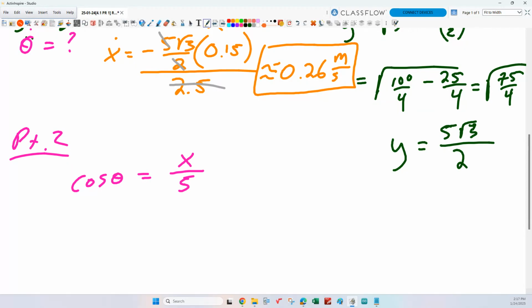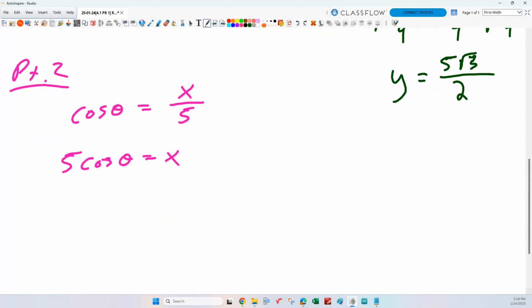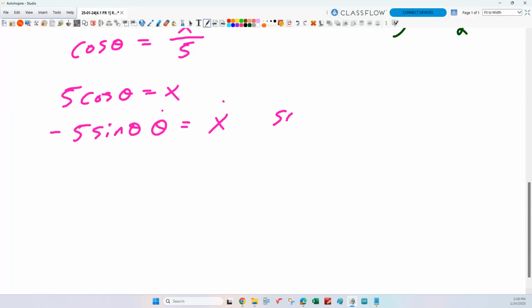Okay, makes sense? Okay, so now what? Multiply both sides by 5. I think that'd be easier to differentiate. Okay, now what? Maybe sin theta. So just get a dot. Theta dot equals X dot. Solving for theta dot. So what does theta dot equal? X dot over sin theta.